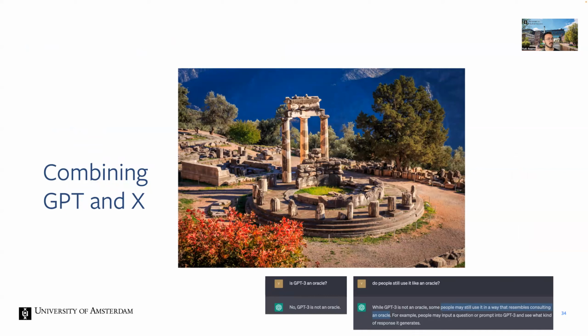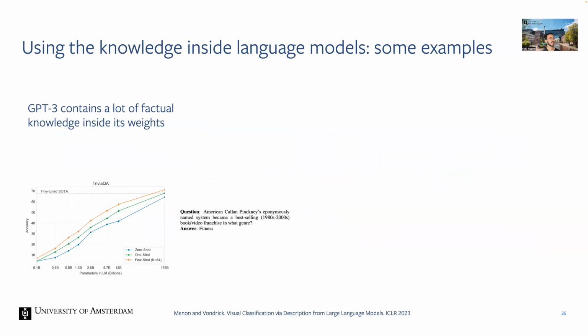So is GPT-3 an oracle? No, it's not. Do people still use it like an oracle? Yes, very much so. The reason is that language models contain factual knowledge inside their weights. So this is the benchmark called TriviaQA, which has questions like American calendar Pinckney's eponymously. Okay, I'm not going to read this, but basically it asks for factual knowledge, and then the model needs to answer with something that it has learned. So inside GPT-3 or inside language models, there's some knowledge.